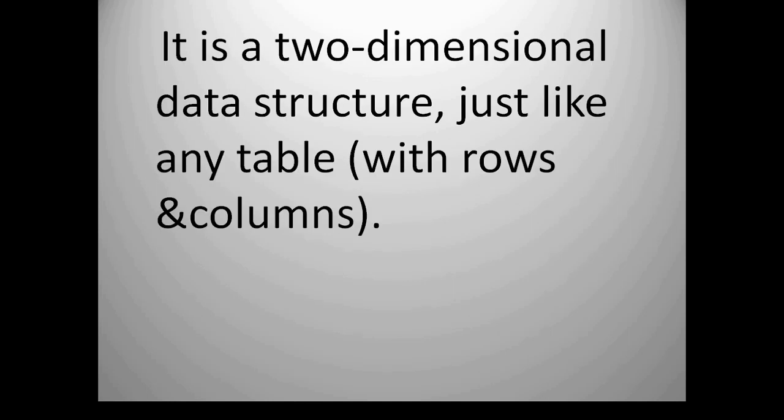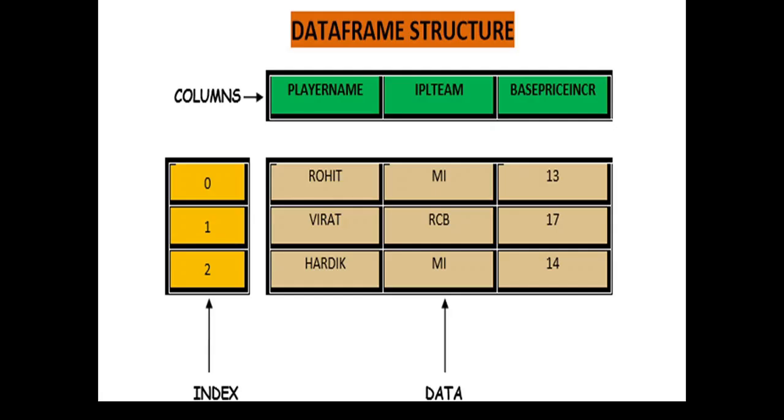Data frame is a two-dimensional data structure just like any table. So when you want to represent your table, you can use data frame. So it has rows and columns. It is two-dimensional. And if you see, this is the example of a data frame. Here you can see the rows and the columns. These are the rows and these are the columns. And as you can see, different columns have different data types.